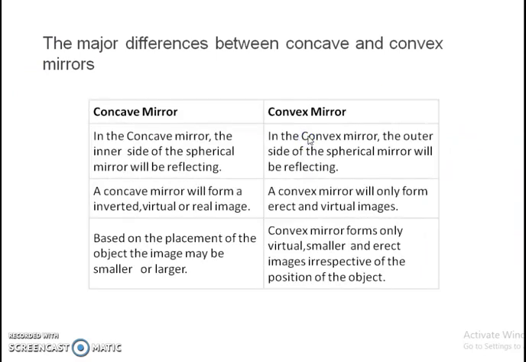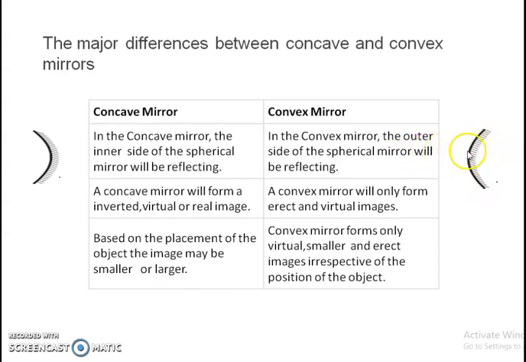So the major difference between the concave and convex mirror. In concave mirror, the inner side of the spherical mirror will be reflecting. So you can see here, this is the inner side of a concave mirror where the incident ray of light will come and reflect the light. Whereas in convex mirror, the outer side of the spherical mirror will be reflecting. So this is the outer side.